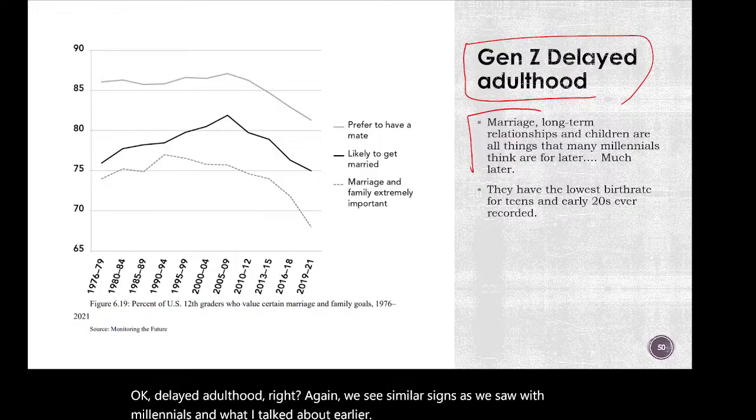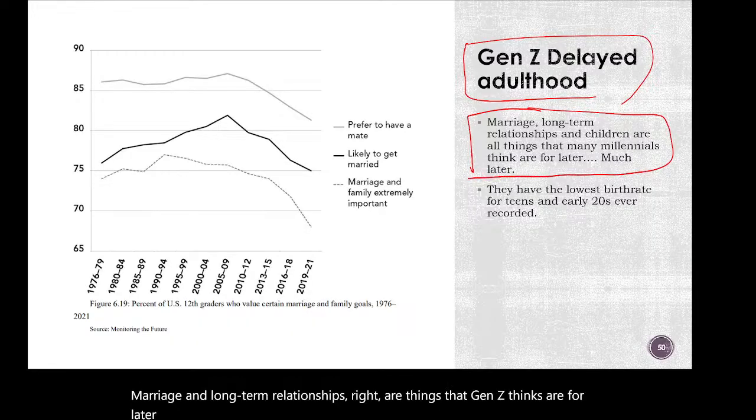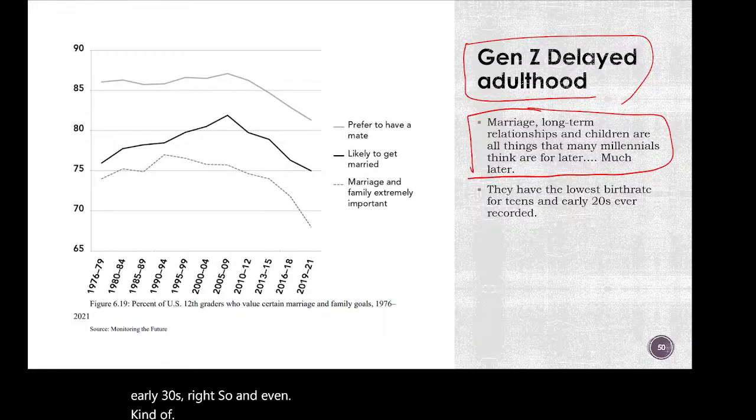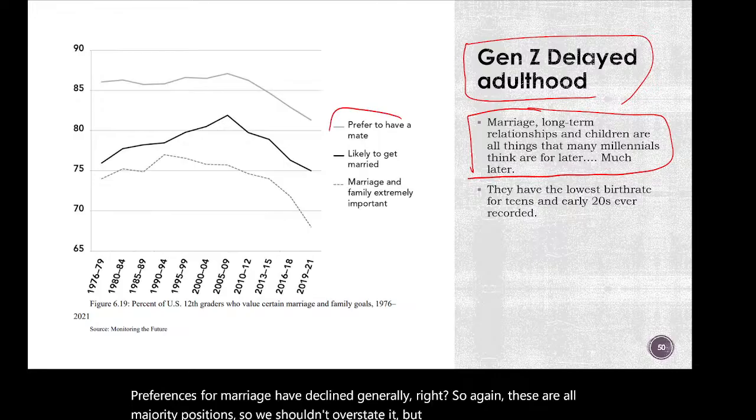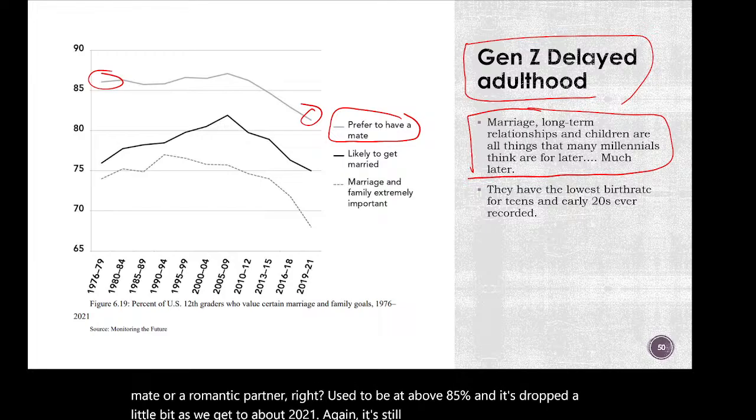Marriage and long-term relationships are things that Gen Z thinks are for later, and often much later, now proceeding into their late 20s and early 30s. Even preferences for marriage have declined generally. These are all majority positions, so we shouldn't overstate it. But preferring to have a mate or romantic partner used to be above 85%, and it's dropped a little by about 2021. Again, it's still majority territory, but it's closer to 80 now.